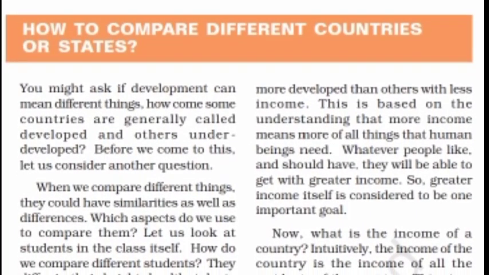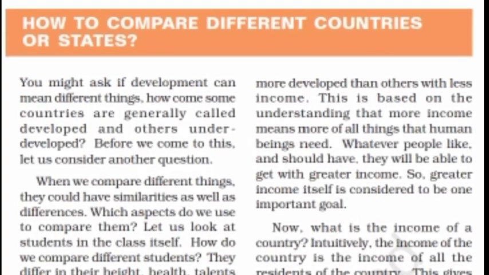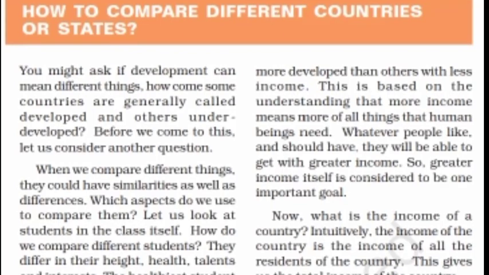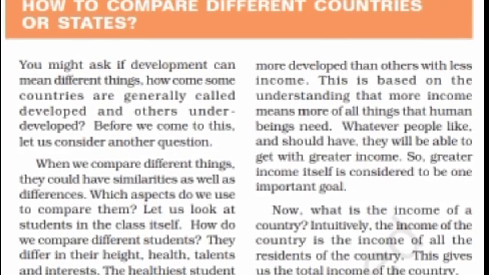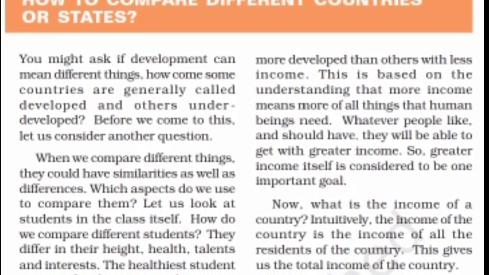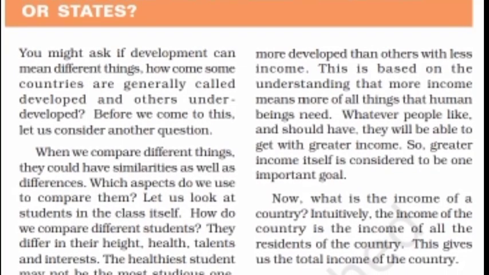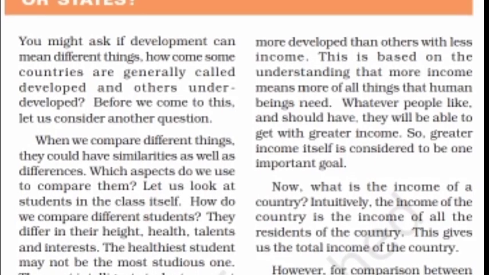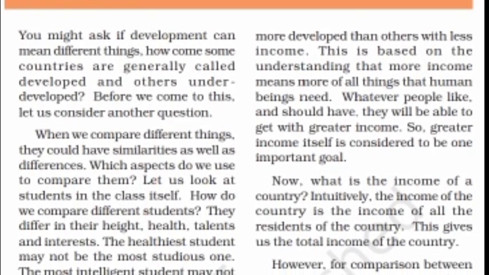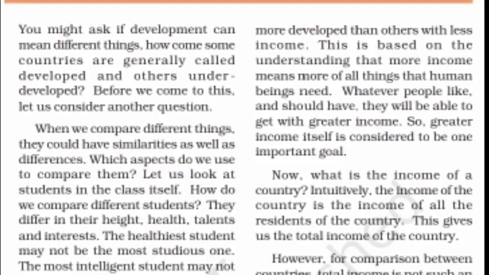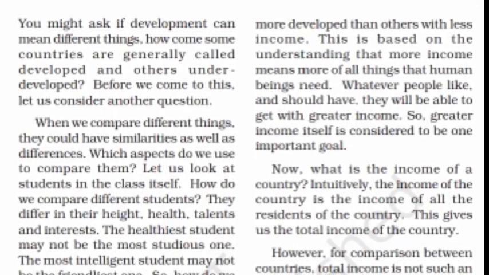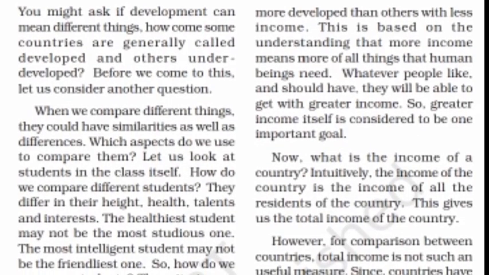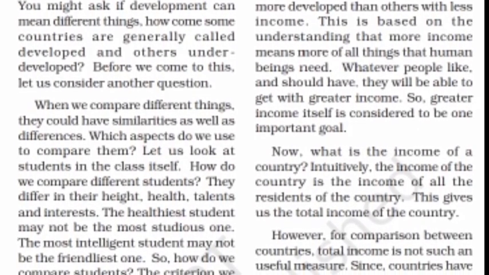Good afternoon, students. Our next topic is how to compare different countries or states. Some parameters are provided by the government of any country, and on those parameters we can compare different states and countries. We have to compare countries or states on the basis of per capita income. We cannot take national income to compare different countries because each country has a different population rate. So here are some parameters on which we can compare a country or a state.